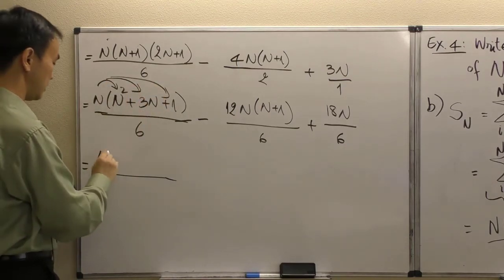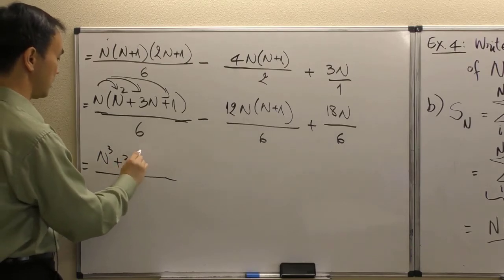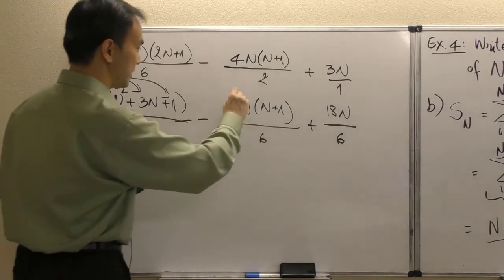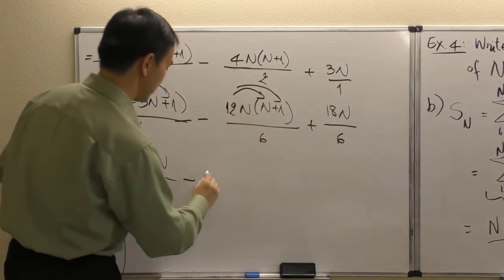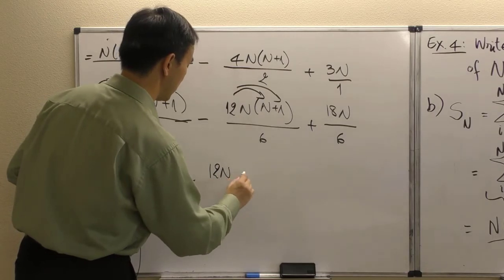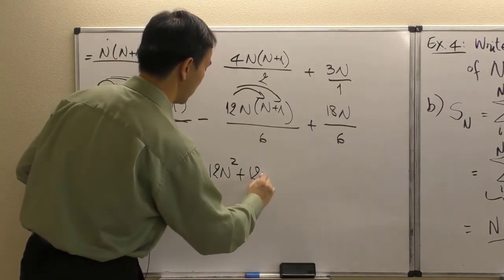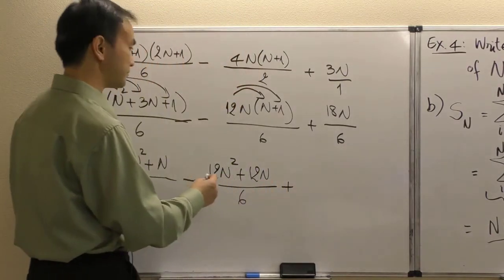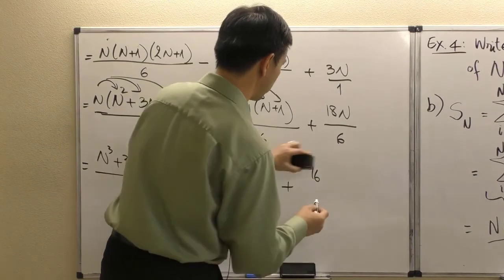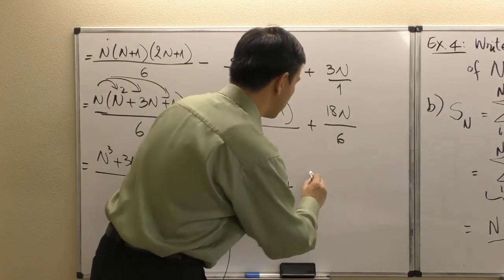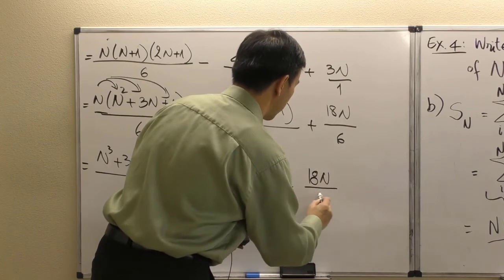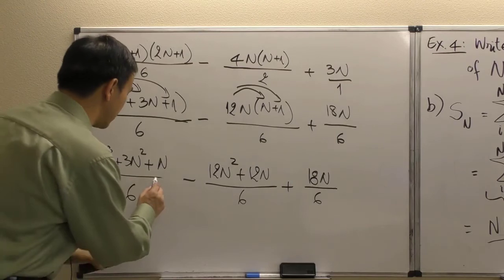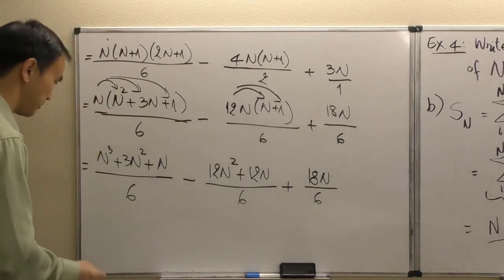So we're looking at n cubed plus 3n squared plus n, and then over 6. And the next term here, I'm going to distribute out these two. So it's 12n squared plus 12n. That's in one fraction over 6. Okay, and then here we're adding 18n over 6. All right, and so now at this point, it's just the basic algebra part.